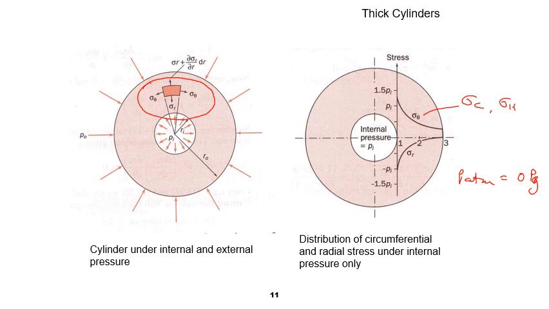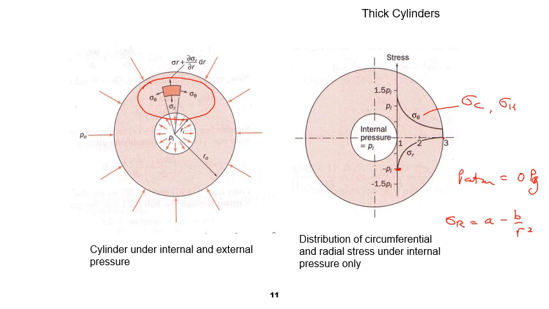Therefore, on the outer surface, the radial stress is 0 and it reaches the internal pressure Pi on the internal surface. And we have a distribution which is x squared, right? Remember the equation is sigma r is equal to a minus b over r squared. So it depends on r.